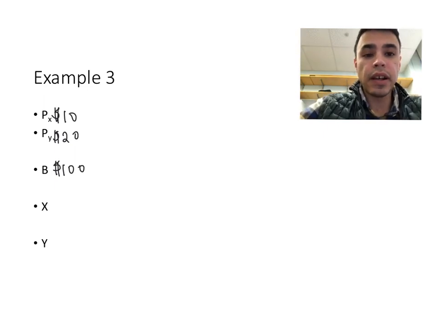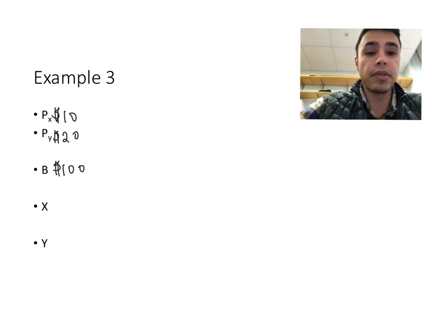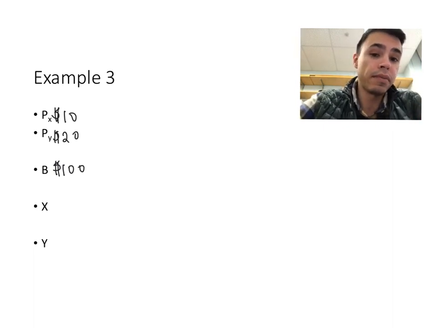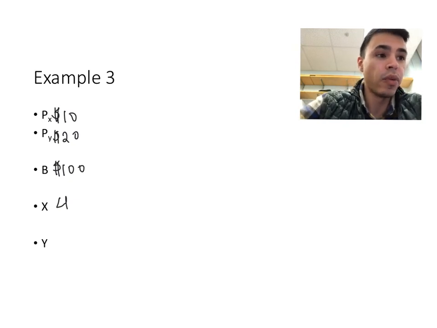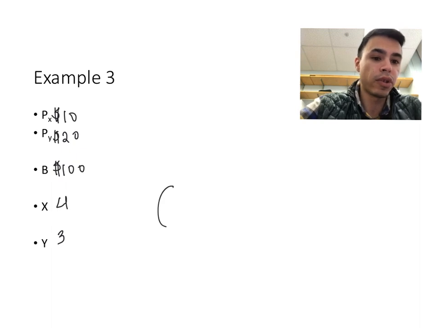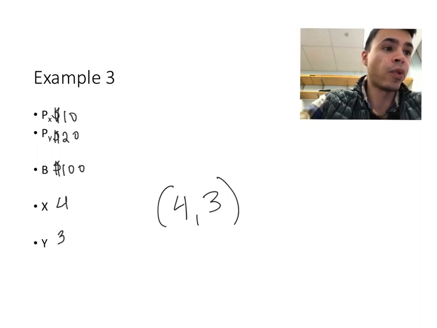And lastly, let's say you wanted to split your consumption between X and Y. Well, you could theoretically buy 4 units of good X, spend $40 on good X, which leaves you $60 to spend on good Y, which means you could at maximum afford 3 units of good Y, which yields the ordered pair of 4 units of good X, 3 units of good Y. So we call that a consumption bundle that is affordable.